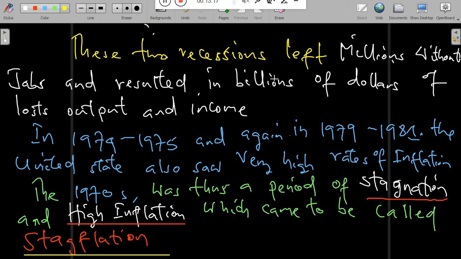From 1974 up to 1975 and again from 1979 up to 1981, the United States also saw very high rates of inflation. So the 1970s was a period of stagnation and high inflation, which came to be called stagflation. You may ask yourself, what is stagflation?